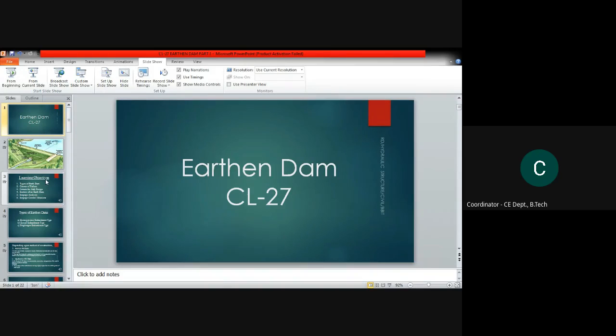So our topic of the day is the earthen dam, and I'm going to discuss the earthen dam. This is part one of the tutorial. Okay, so let us see a very easy and schematic picture of an earthen dam. We have already learned enough about the types of dam. This is one dam which is majorly used in the practice of constructing a hydraulic structure.